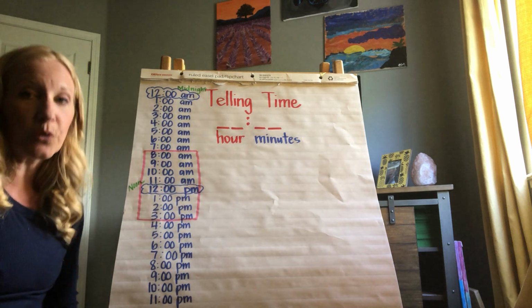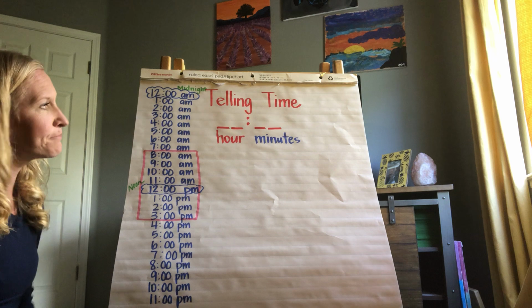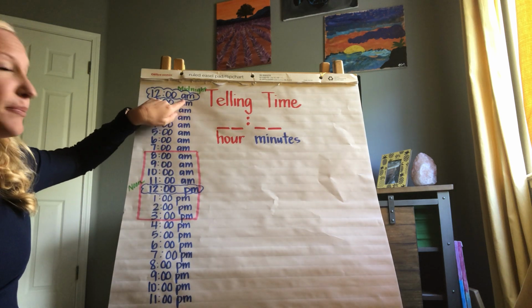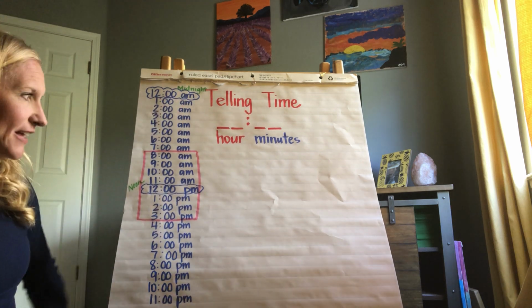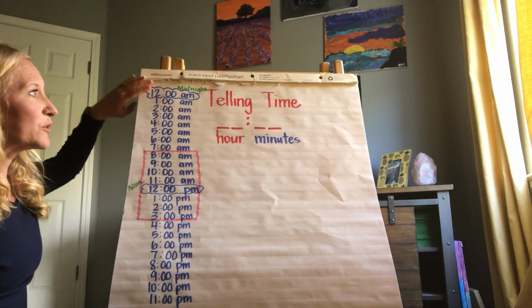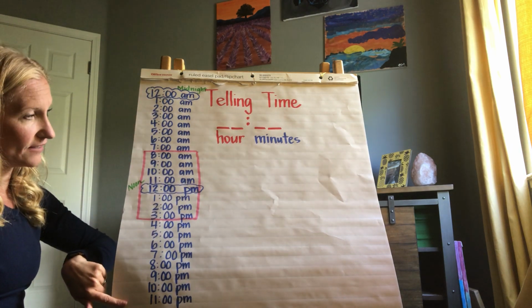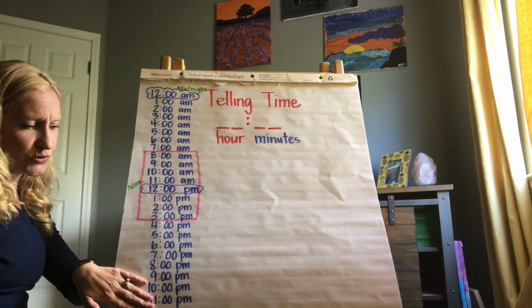It's 24 hours. It's 2 sets of 12, okay? 2 sets of 12. AM comes first because the letter A is first in the alphabet. And then PM, that's an easy way to remember it. So when you wake up in the morning, it's AM. And when you go to sleep in the evening, it's PM. So these are the hours.